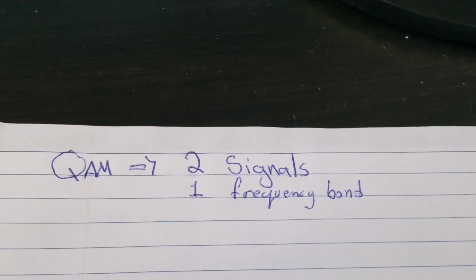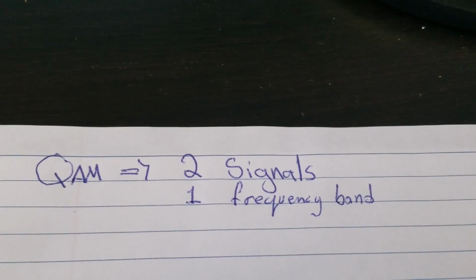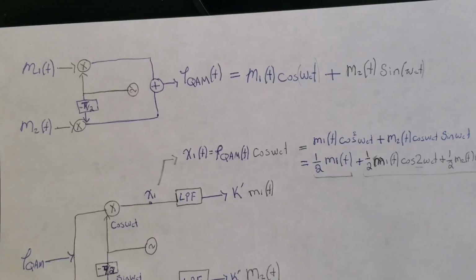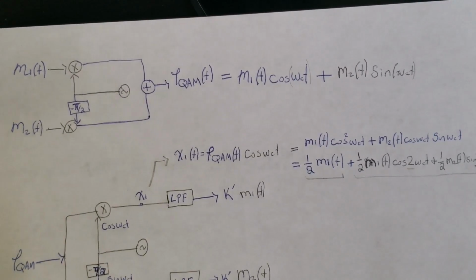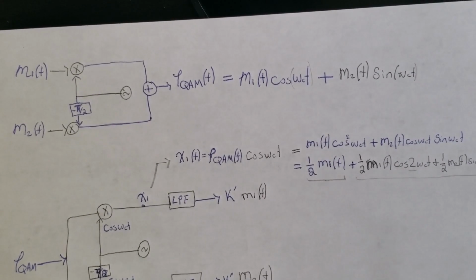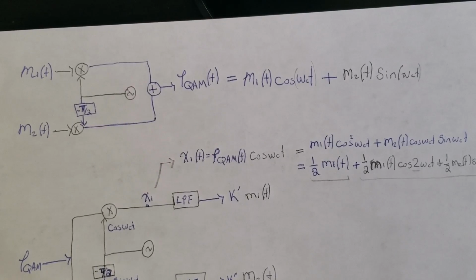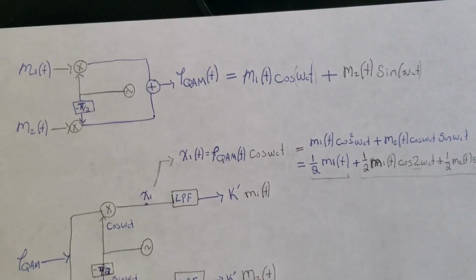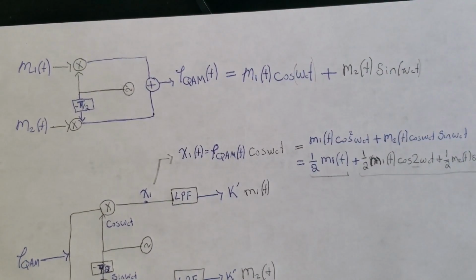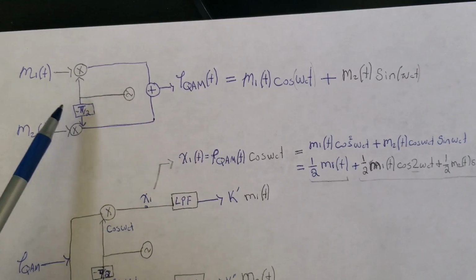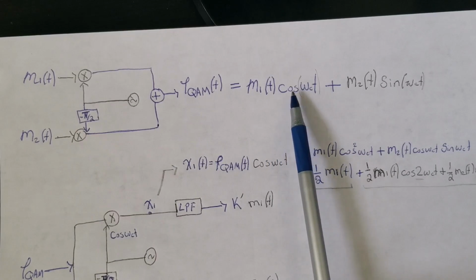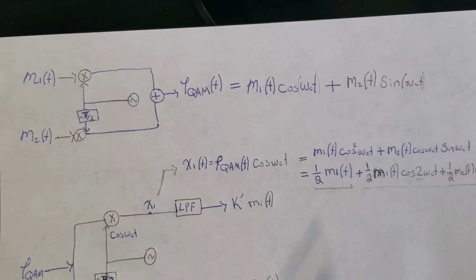Bandwidth is a very valuable and finite commodity. In QAM, two separate signals are transmitted on a single frequency band. This is the first message, and this is the second message. The carrier is produced by a single oscillator. This is a delay block. It produces a phase difference of pi over 2. The first message is being multiplied by cosine, while the second message is being multiplied by a sine.